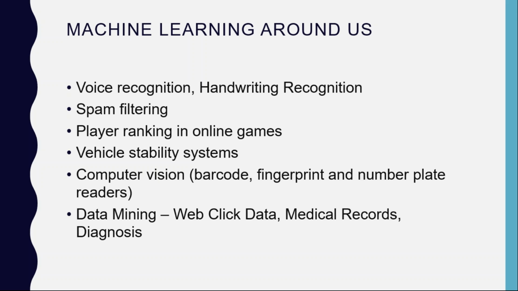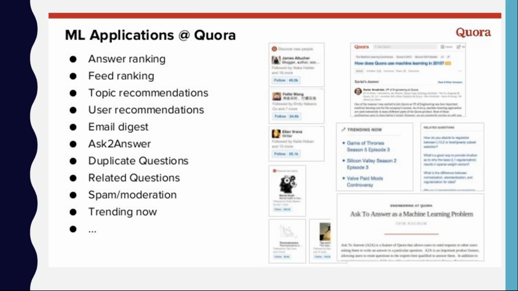Player ranking in online games, vehicle stability systems, connected cars, self-driving vehicles, computer vision, data mining, web-click data mining, medical records mining, diagnosis data mining. So these are a couple of examples where we use machine learning techniques.